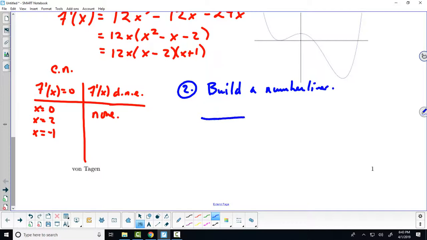Okay, what are we going to do with this number line? Well, we're going to build a number line, and on the number line, we are going to put all the critical numbers of the first derivative. So let's see here. We've got -1, we've got 0, we've got 2.